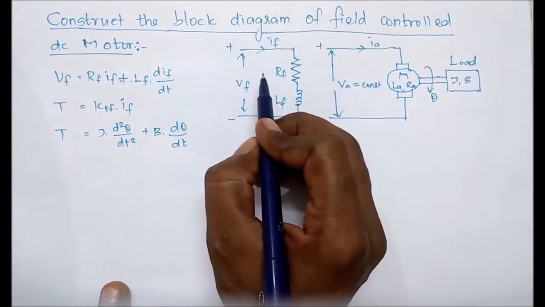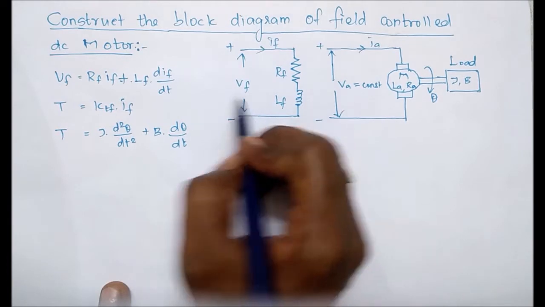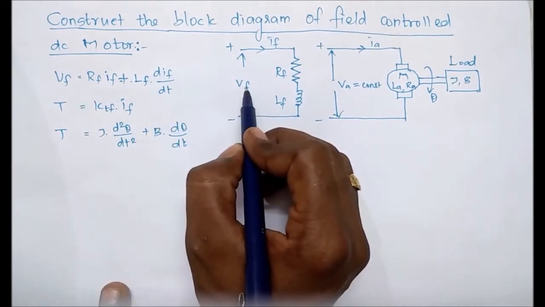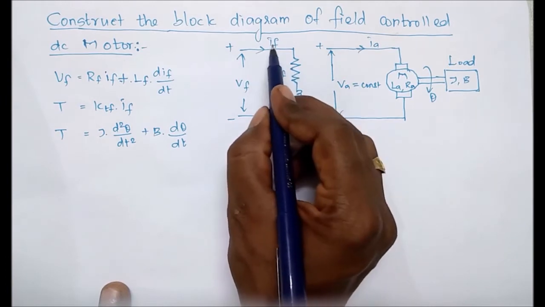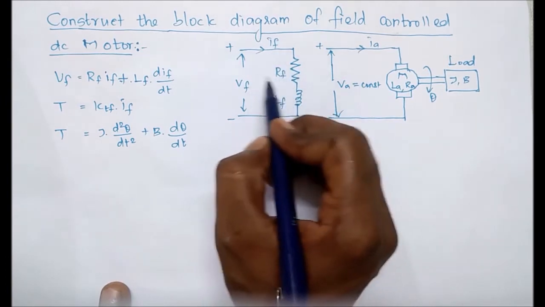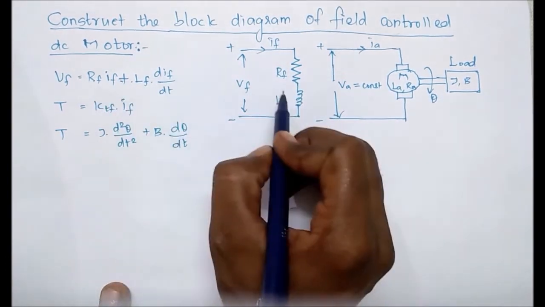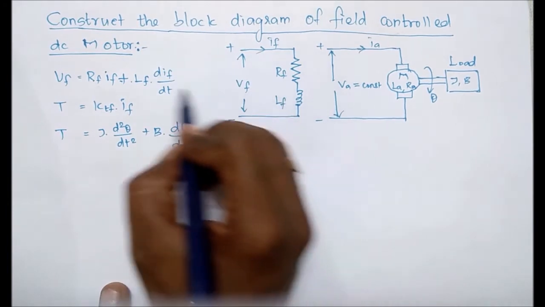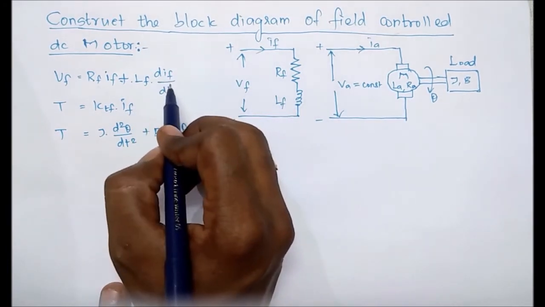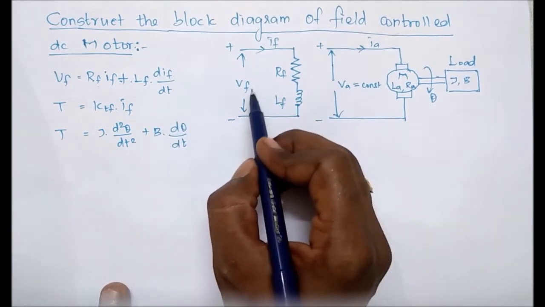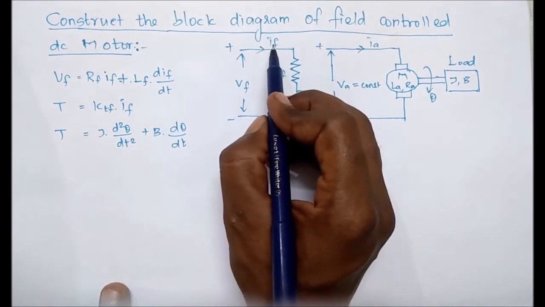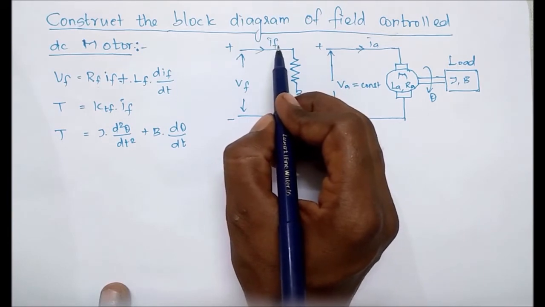Now we have to apply Kirchhoff's voltage law to this circuit diagram. It means the supply voltage Vf equals the Rf drop, that is, the drop due to If Rf. Therefore, Rf into If plus the drop due to this inductance, Lf into dIf divided by dt. Due to this voltage, there is a current If that is produced.